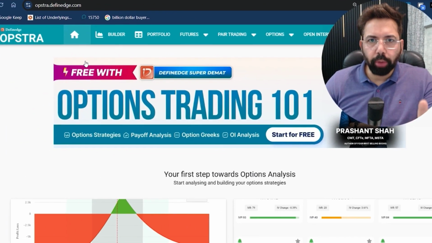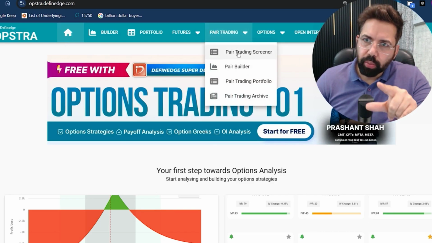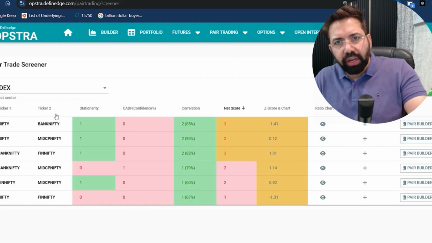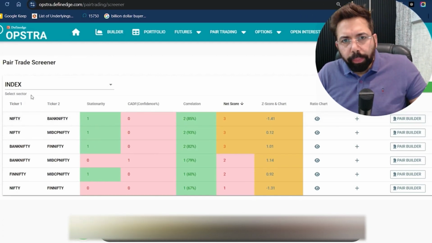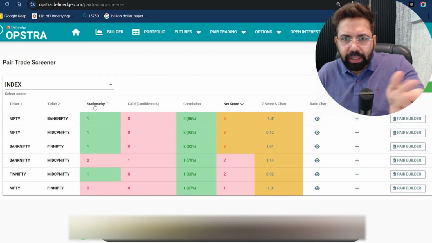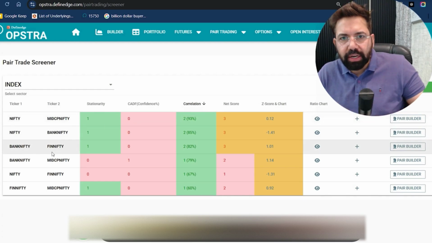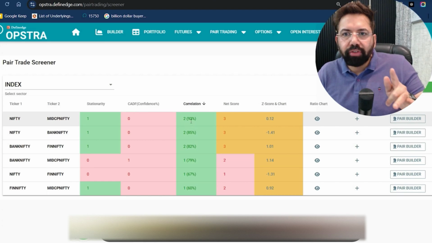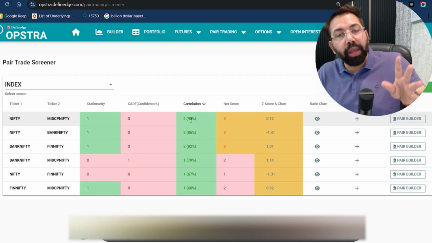So here we are on the Opstra platform, simple home page. We have to go to pair trading, and we click here, pair trading screeners. As soon as you do this, it's gonna show you something like this, as you can see. It has all the grid, everything. So basically you have to skip all these things and come to correlation. If you click correlation, it's gonna tell you that Nifty and Midcap Nifty have a correlation of 93%. That means 93% of the time they move together up and together down.